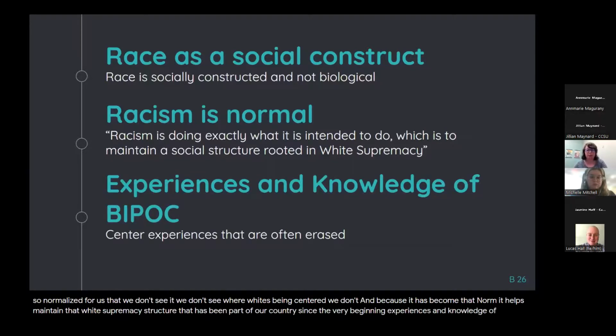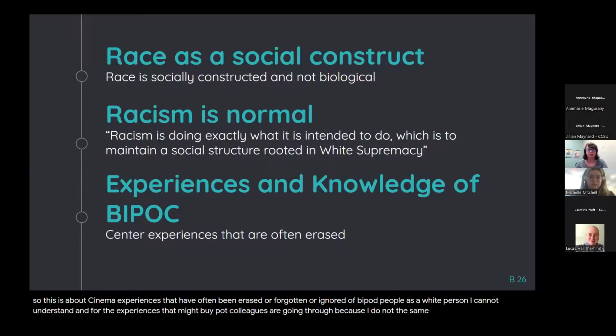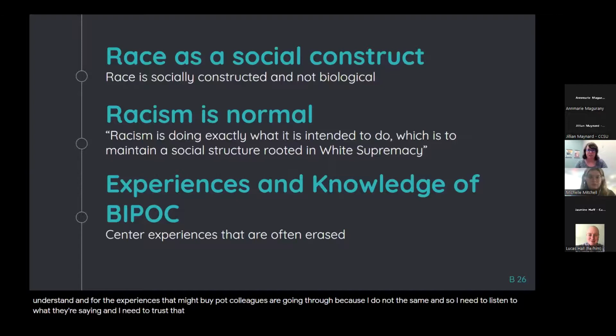Experiences and knowledge of BIPOC. So this is about centering experiences that have often been erased or forgotten or ignored of BIPOC people. As a white person, I cannot understand in full the experiences that my BIPOC colleagues are going through because they're not the same. And so I need to listen to what they're saying, and I need to trust that what they're saying is grounded and truthful in their experiences and knowledge.